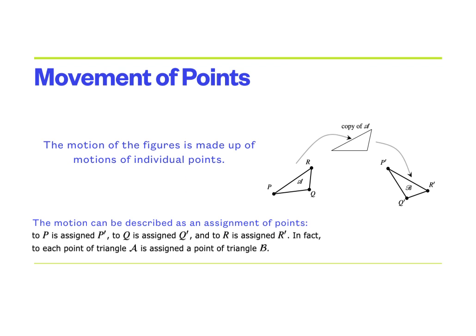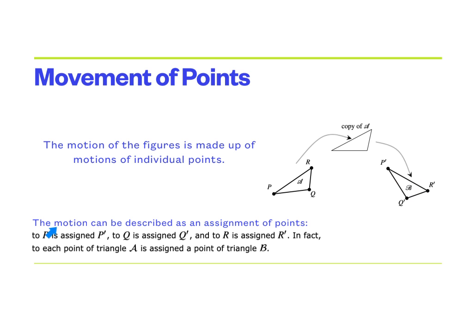Movements of points. The motion of the figures is made up of motions of individual points. There are infinitely many points along these segments in these triangles, and every single point is moving. You'll also notice that P is moving to P prime. We call that prime to indicate that I started off at P and it moved there. R moves to R prime, Q moves to Q prime, and there's lots of unlabeled points in both of those triangles.